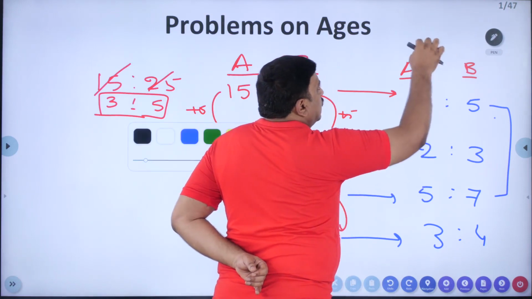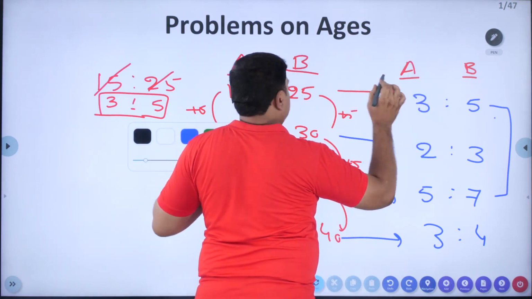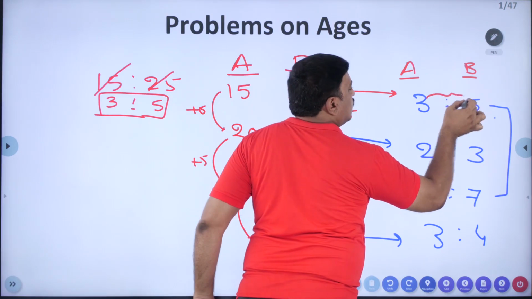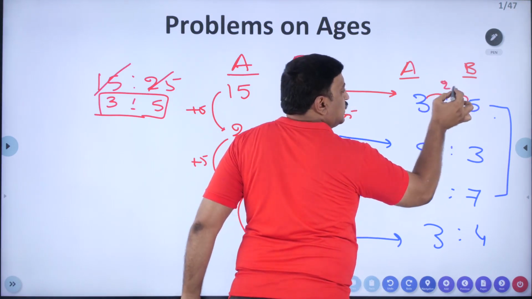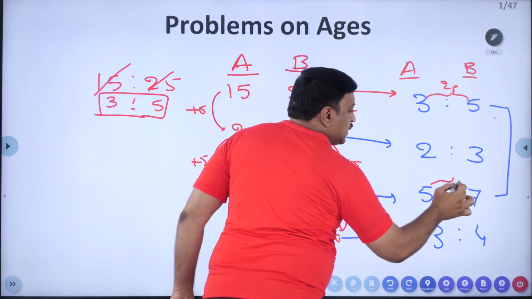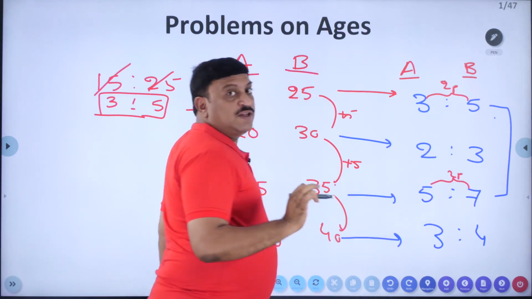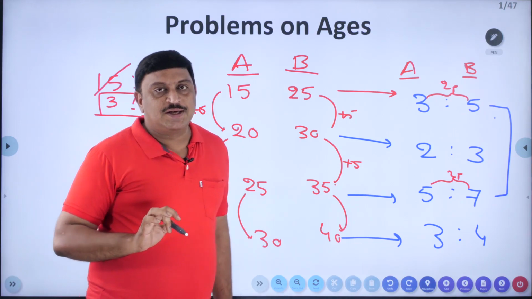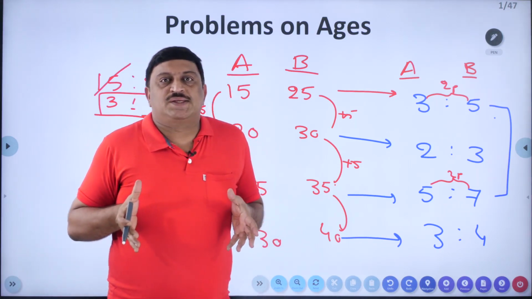Here, the difference is the difference in between them. How much is the difference in between them here? How many parts? I will say 2 parts. Here also it is 2 parts. If the difference is 2 parts, it is called balanced.